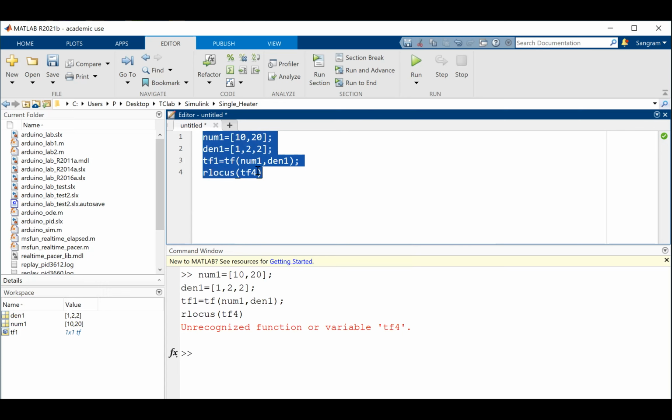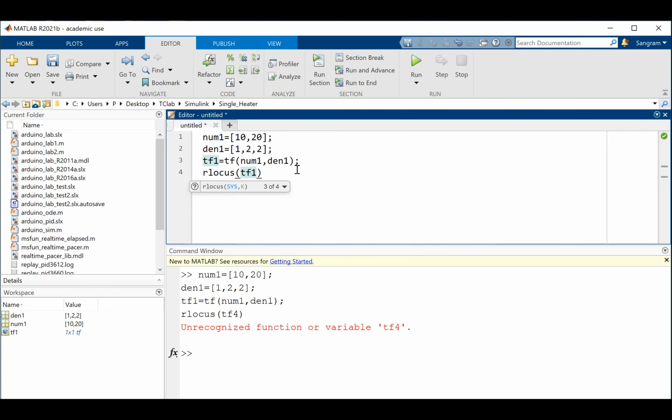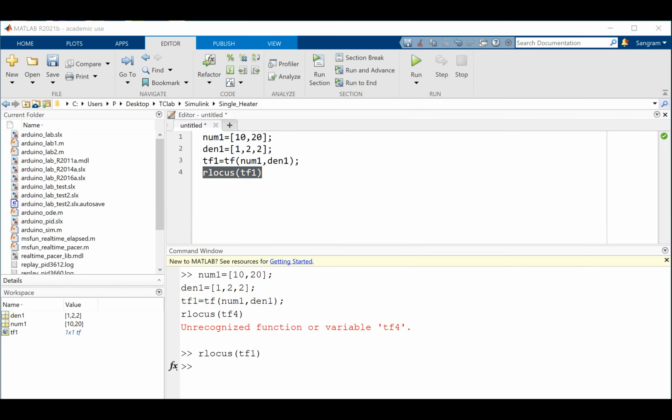Oh, TF1, sorry, you're right, TF1. So once you do this, it will plot the root locus. Now, one thing, let me share my screen with the online students.